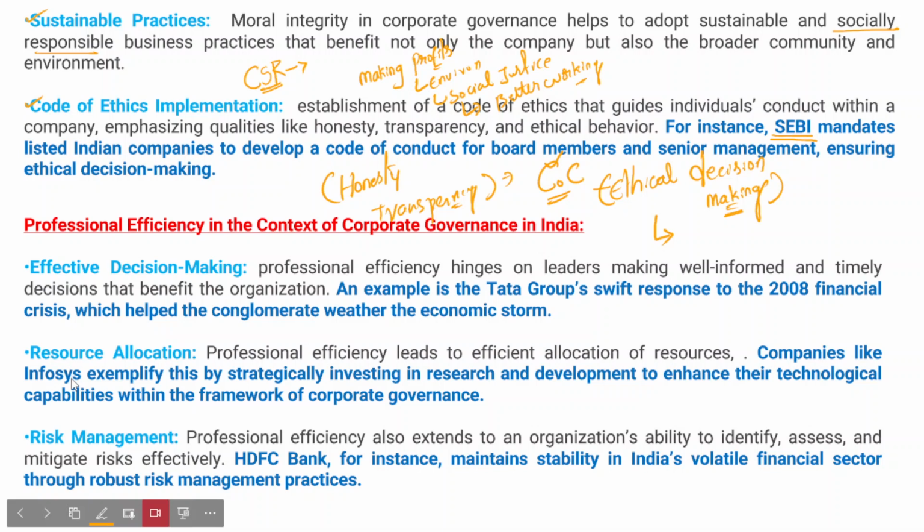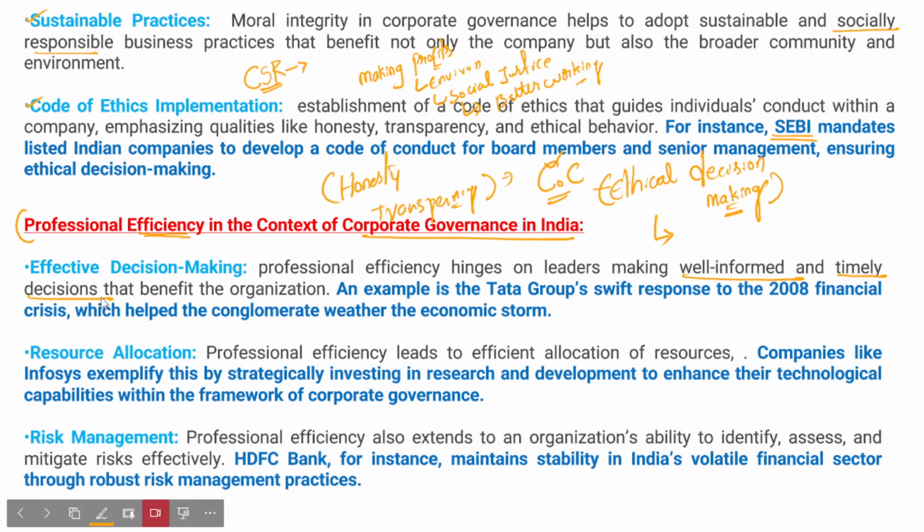And when we talk about the second dimension, it is about the professional efficiency in the context of corporate governance in India. So why is professional efficiency very important for corporate governance in India? Now, see, professional efficiency actually results in well-informed and timely decision making. Decisions without a delay and which are very well informed are very important for the overall efficiency of any organization.